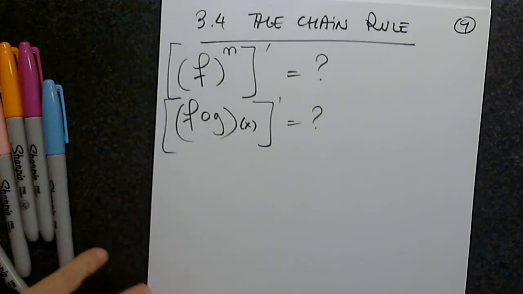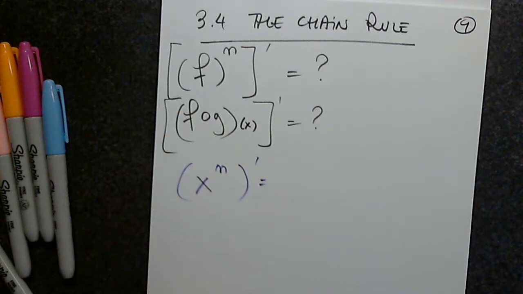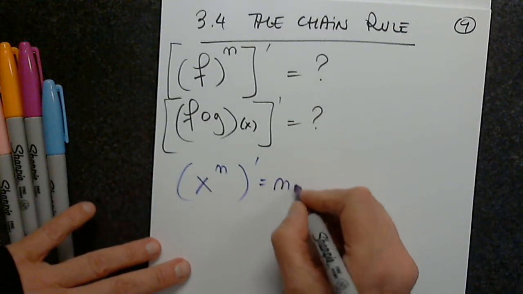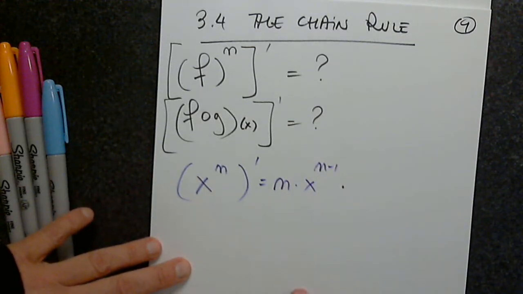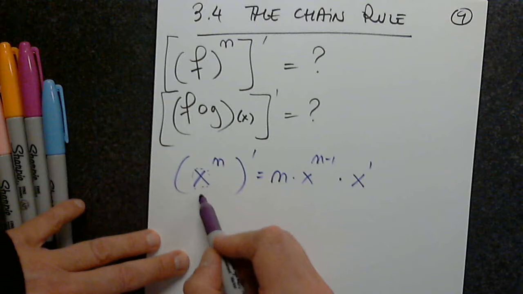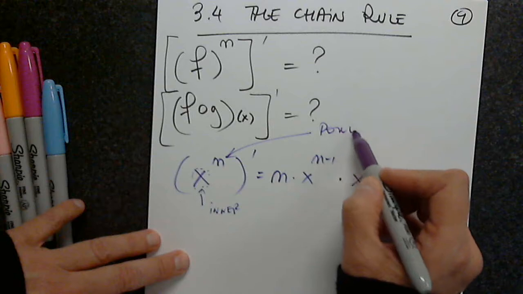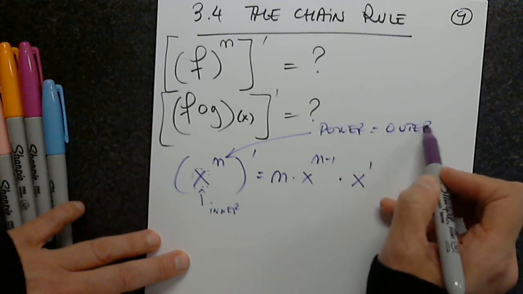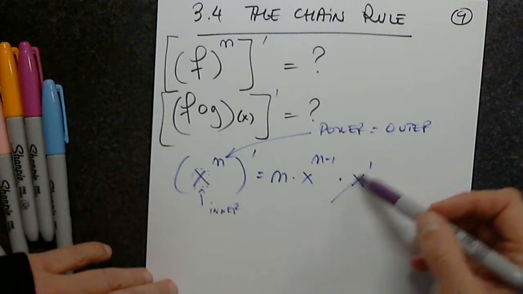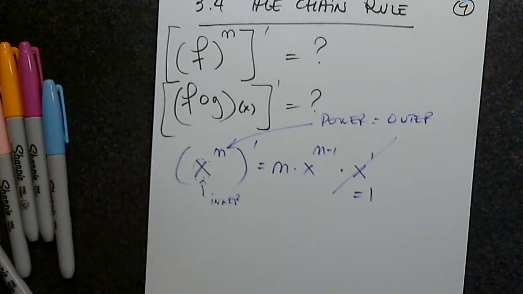Some time ago, last week, when we differentiated x to power n, can anyone refresh our memory? What was that equal to? N, x to n minus 1. And I said, yeah, but to be exact, I should put times x prime. X is the inner, and the power is the outer function. The reason why we did not put this in is because x prime was equal to 1. That's why we didn't. But now we have to.